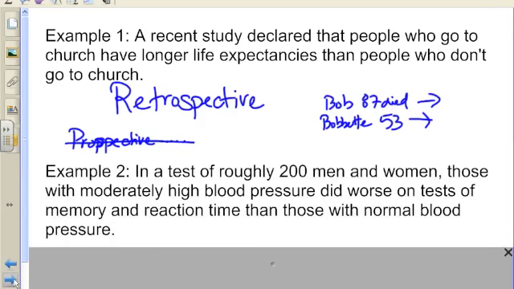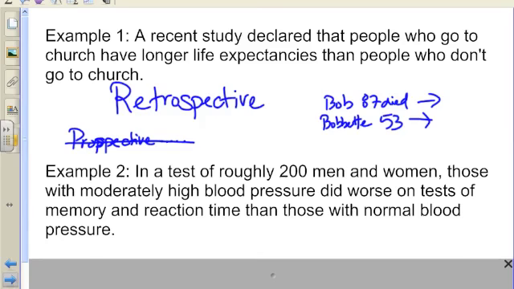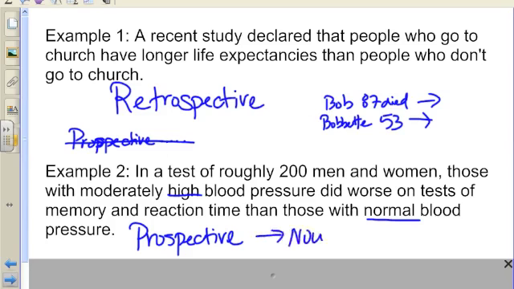Example number two: in a test of roughly 200 men and women, those with moderately high blood pressure did worse on tests of memory and reaction time than those with normal blood pressure. So in this case, we would have done a prospective study. I would have gotten some people together, right? Some of them have high blood pressure, and some have normal blood pressure. As a scientist, I have no control over that, so I'm simply observing what happens to them. So I'd find those people, and then I'd watch them now do a memory test and see how they do. I watch them now on some sort of reaction time measurement. So I'm gathering the data now. So that's kind of that contrast for you.